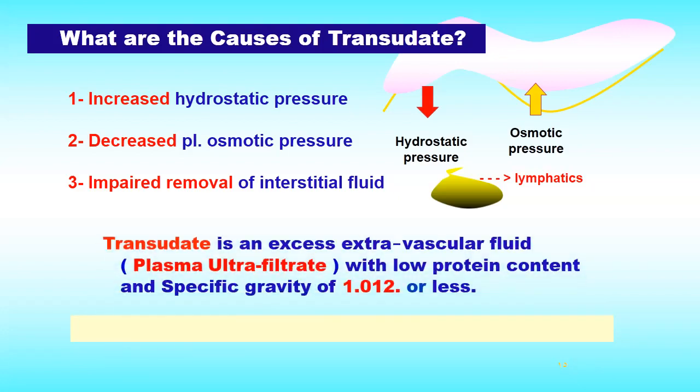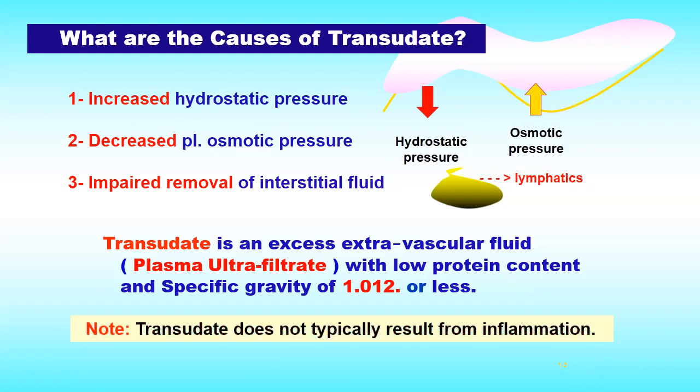So, transudate is defined as an excess extravascular fluid or plasma ultrafiltrate with low protein content and specific gravity of 1.012 or less. Transudate does not typically result from inflammation.